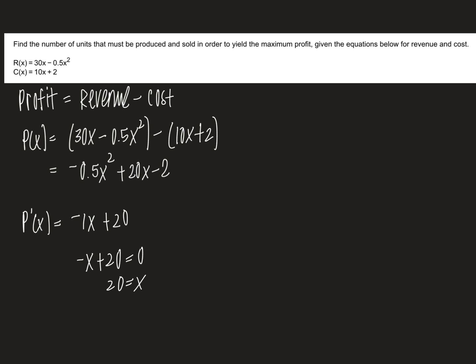The first thing that we had to do though is find the actual profit function. That profit function is going to be given to us by the revenue minus the cost. So that's what I did here and got this function. Once I take the derivative, set that derivative equal to 0, and solve for x, this is the critical x value.